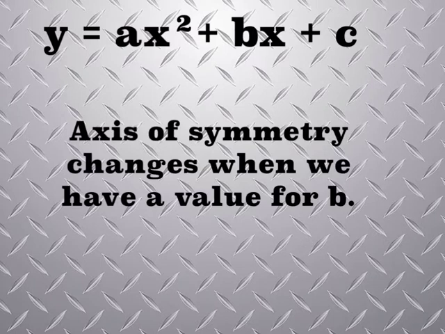Last lesson we talked about our axis of symmetry, and this was that line that split our parabola in half. Well, now our axis of symmetry is going to change when we have an actual value for b. Usually we just had 0 be where our vertex is and where our axis of symmetry is, but now it's going to change. Here's our example.